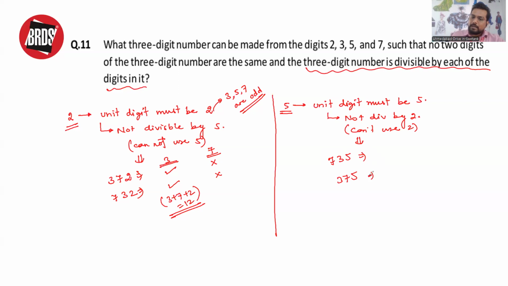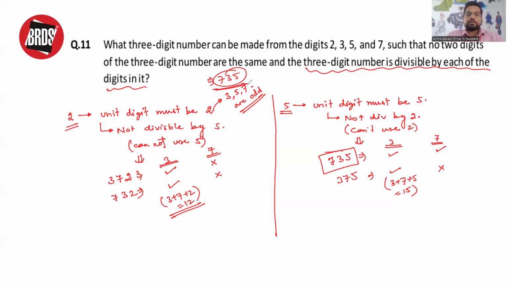Again, if you try with 3, because the numbers are divisible by 5, I do not have to worry about 5. If I check with 3, I will find that both numbers are divisible by 3 because this time the summation is 15. And when I check with 7, I will find that 375 is not divisible by 7, but 735 definitely is divisible by 7. So the number that I will get over here is 735, and that is my answer.